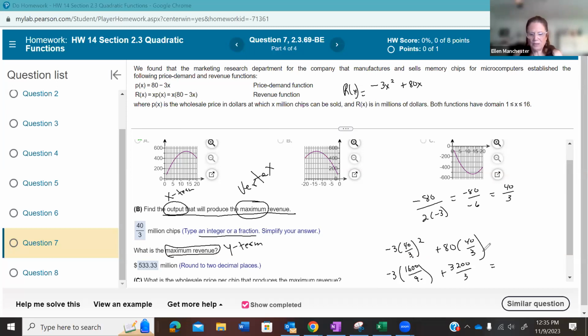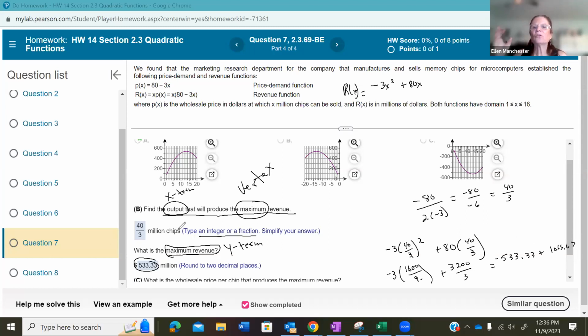So negative 3 times 1600 divided by 9. So this value is negative 533.33. And then 3,200 divided by 3 is 1066.67. So that's where they get this value. So they did 1,066.67 minus 533.33, and they get 533 million.